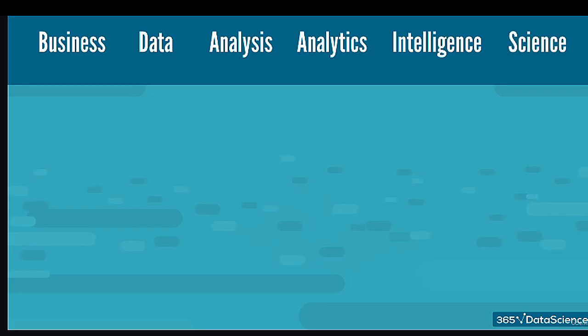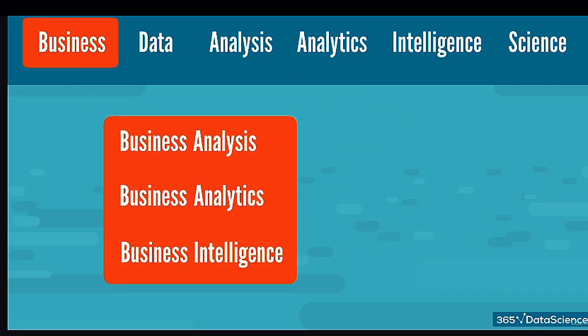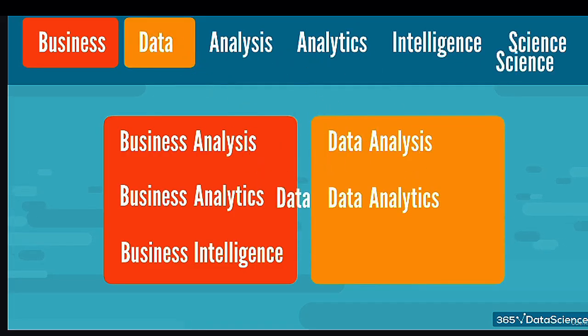Combining these terms gives you the names of several processes and fields that have a growing importance in the corporate world. We can have business analysis, business analytics, and business intelligence. Of course, these relate to business activities. If, on the other hand, we opt for data as the first word, we'd get data analysis, data analytics, and data science. All of these terms are used with increasing popularity.